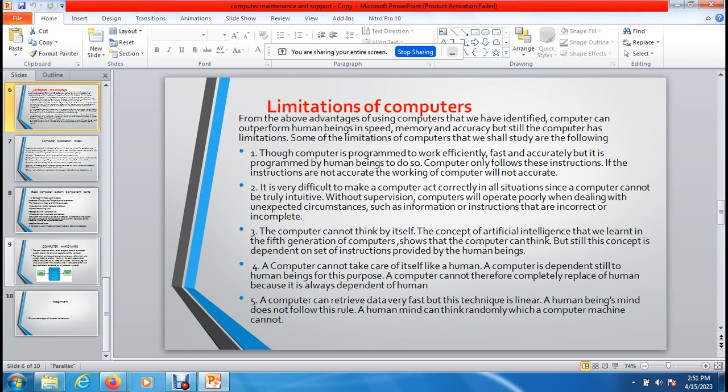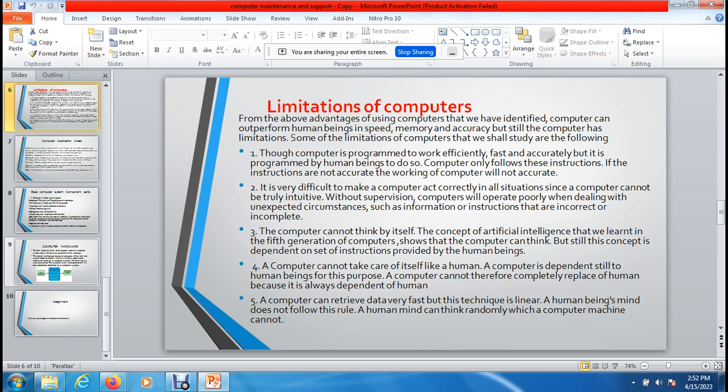Though a computer is programmed to work efficiently, it is programmable by human beings to do so. A computer only follows these instructions. If the instructions are not accurate, the working of the computer will not be accurate. So this point means if you feed the computer with wrong information, it will give you a wrong output.